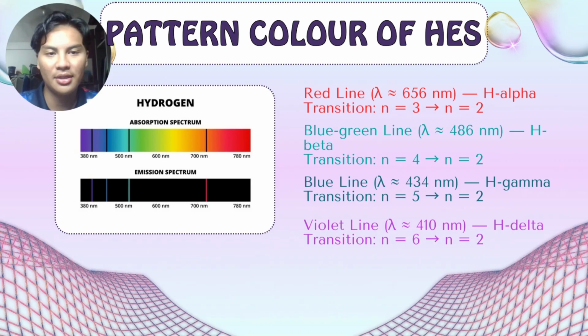The red line is H alpha, transition n=3 to n=2. Blue-green line is H beta, transition n=4 to n=2. Blue line is H gamma, transition from n=5 to n=2, and violet line is H delta, transition n=6 to n=2.